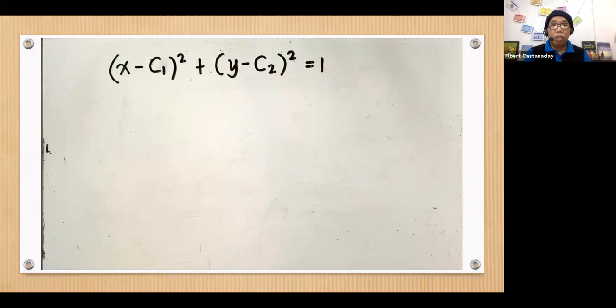Okay, now let's move on to the next example. May clarification ba doon sa previous one?